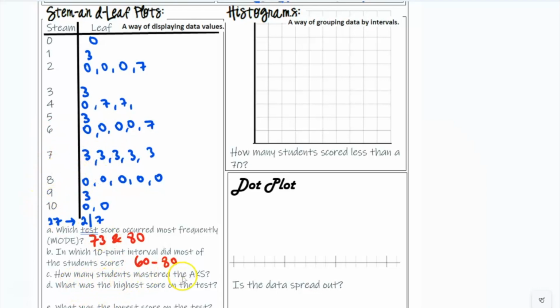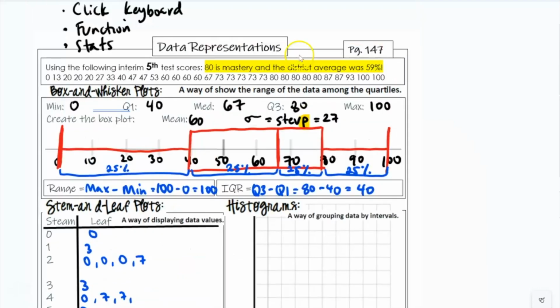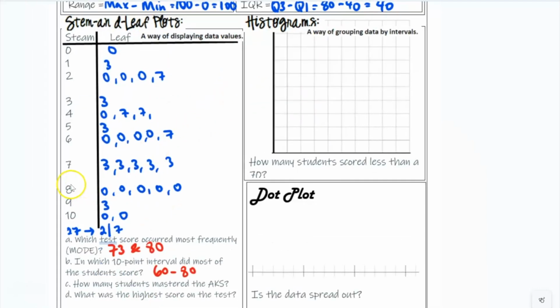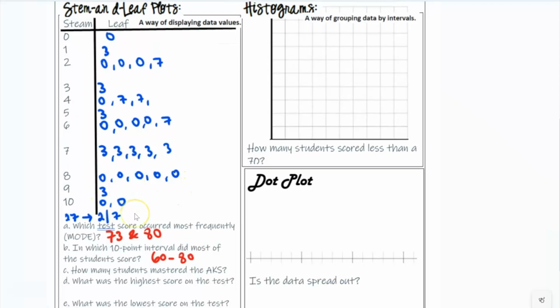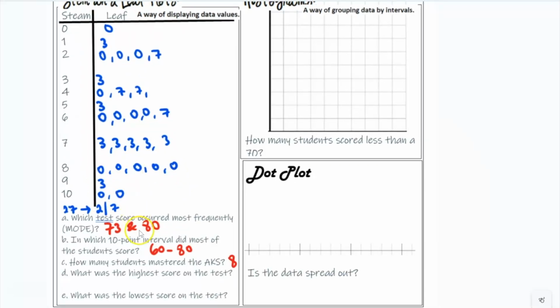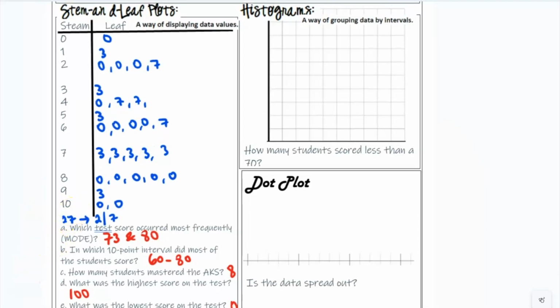All right. How many students mastered the AKS? Again, remember, mastery was 80%. So we're going to look at starting at the 80. How many students mastered? 1, 2, 3, 4, 5, 6, 7, 8. All right, so 8 students in my 5th period mastered the AKS. What was the highest score on the test? I had 2 100s as the highest score. So again, you're looking at yours. What was the lowest test score? The lowest one was 0 for me. Okay, so based on the data, this is just how you represent data. That just makes it a little bit easier just to look. That's how you do stem and leaf plots. Let's practice.